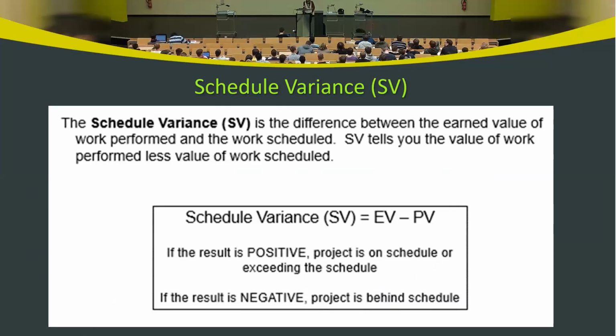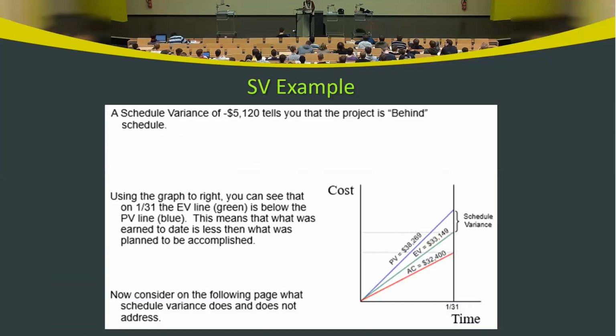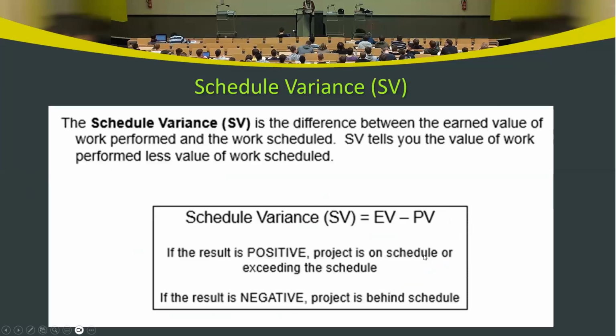Schedule variance formula is EV minus PV. If it's positive, it's good. The project is ahead of schedule. If it's zero, then it's on schedule. If it's negative, it's bad. The project is behind schedule. To show this in the graph, AC, EV, and PV are given to you, and the formula for SV is EV minus PV.